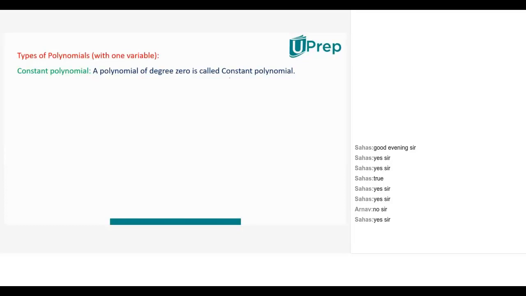One is the constant polynomial, a polynomial which has degree 0. Now that was my first question when I asked you. How many terms will be there in a constant polynomial? Sir, 1. Has to be only one term. And that term has to be constant. 3, that's all. Minus 2, that's all.